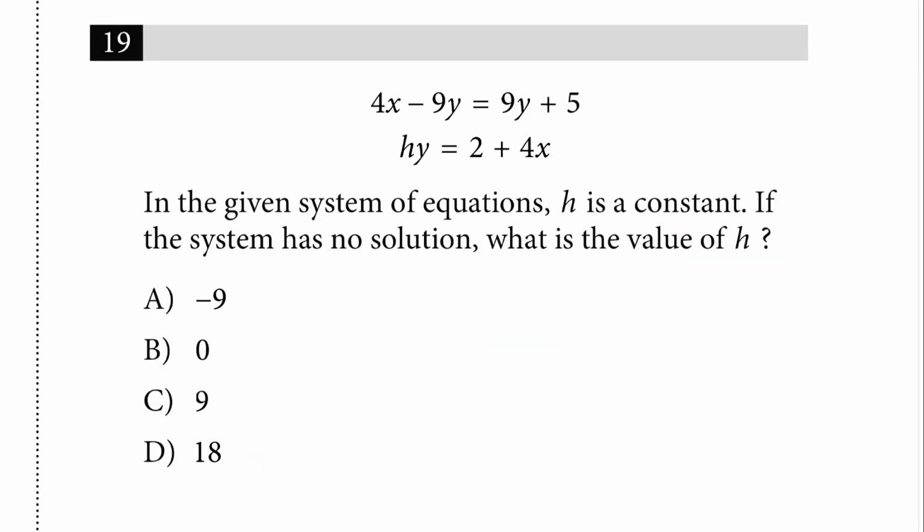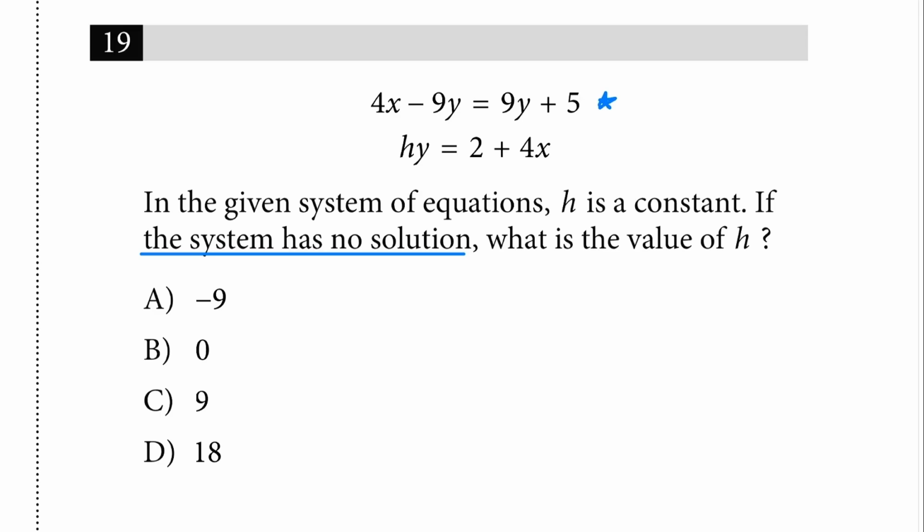In the given system of equations, h is constant. If the system has no solution, what is the value of h? This is important to know because when the system has no solution, it means that it has no intersection point, which means that the lines are parallel. So what we're going to have to do is find out what the slope of our line is up here and then apply that to the second equation.